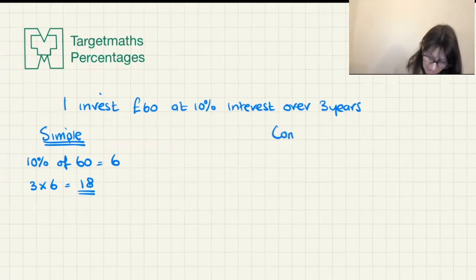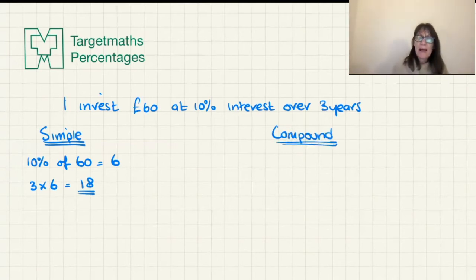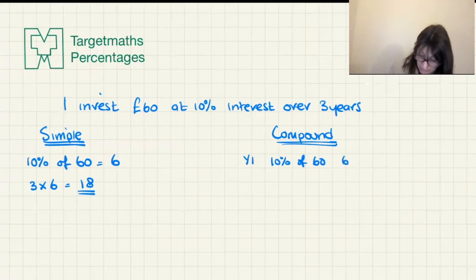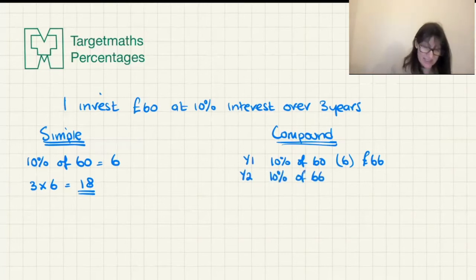Okay, compound interest works in a slightly different way. So if I've got a bank offering me compound interest, it's going to do the same thing in year 1. So in year 1, it's going to give me 10% of my 60, which is £6, okay? And that means that I've got a balance of £66 in my account. So that when it comes to year 2, this bank is going to actually work out 10% of my balance of my £66. And then they would add that into my account at the end of year 2.